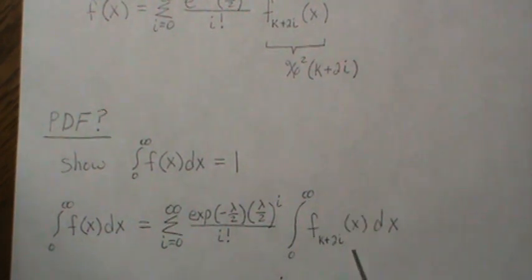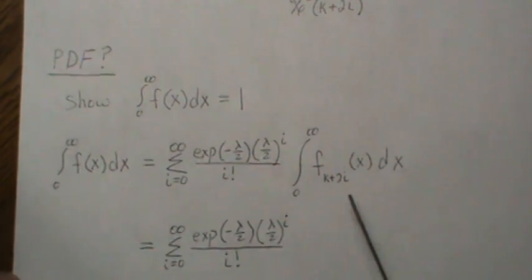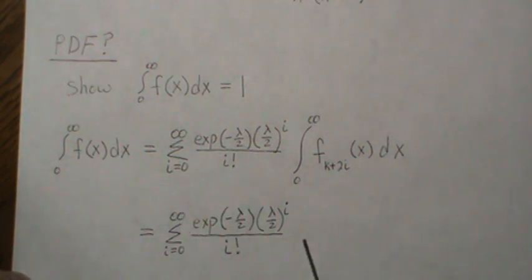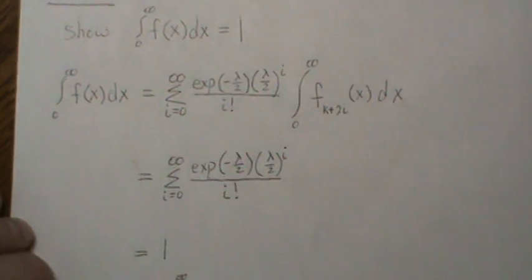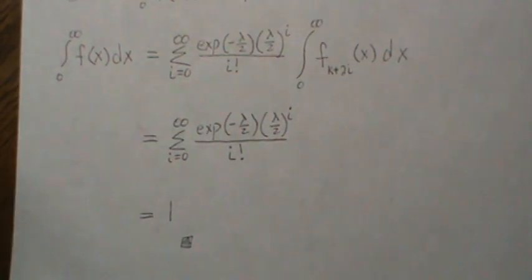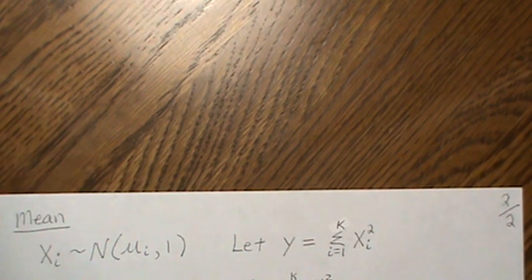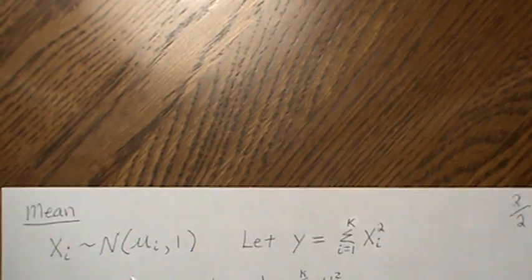When you integrate a chi-squared distribution from 0 to infinity, that's 1. Then what's left over is this, and this is a Poisson distribution. And when you sum it from 0 to infinity, it's 1. So it is a density. It integrates to 1.